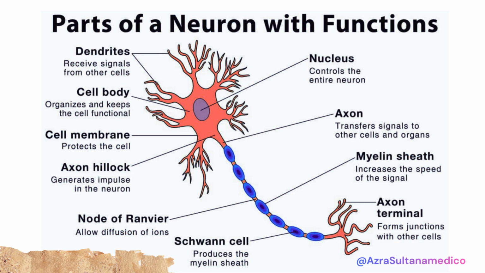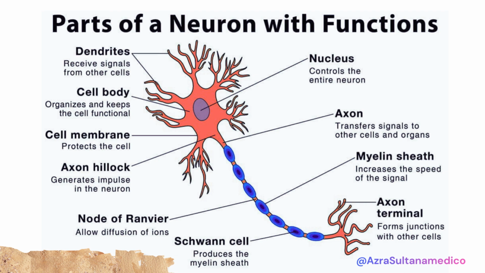Let's quickly learn the parts of a neuron and their functions. First, dendrites, they receive signals from other neurons. Next, the cell body, it controls the neuron's activities. Inside the cell body is the nucleus, it regulates growth and cell functions. The cell membrane protects the neuron and controls what enters and leaves the cell.